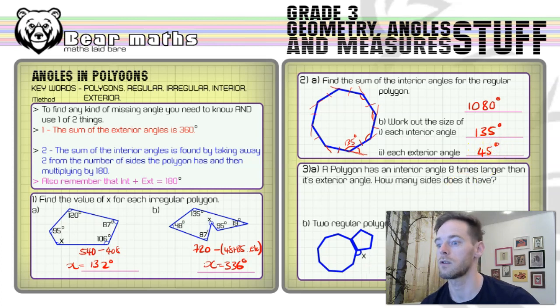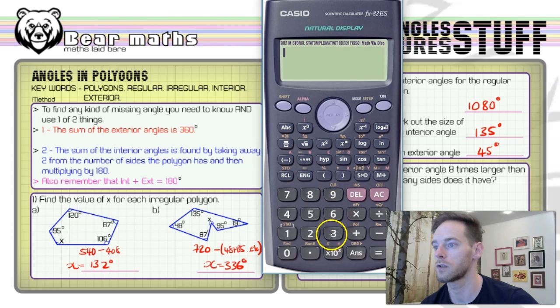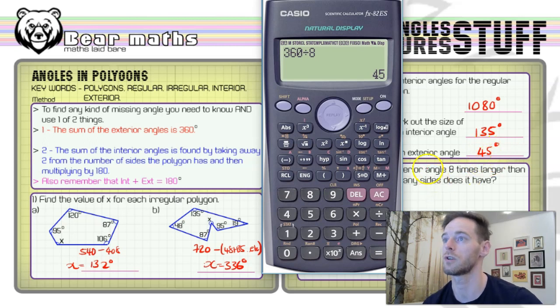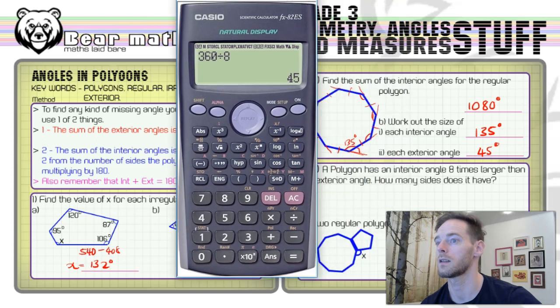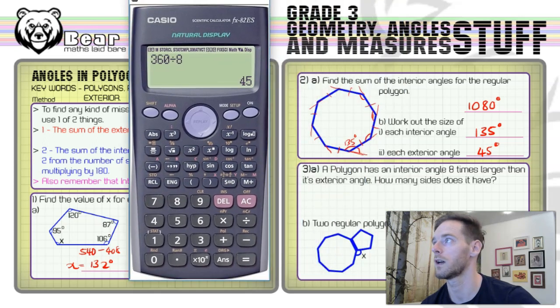Okay, now you can always check that as well, because you could use the fact number 1, the red fact. 360 degrees is what the sum of the exterior angles is. Divide by 8, because there are 8 exterior angles and you get 45 as well. So that is another way of working out. If that was just a question on its own, you could do it like that. Okay, let's have a little look at the next question.